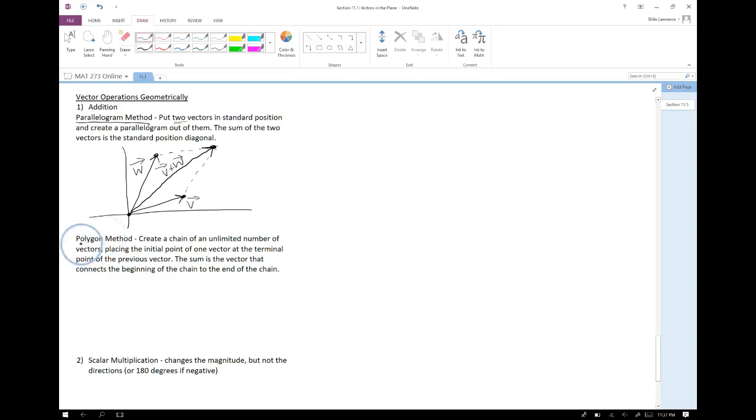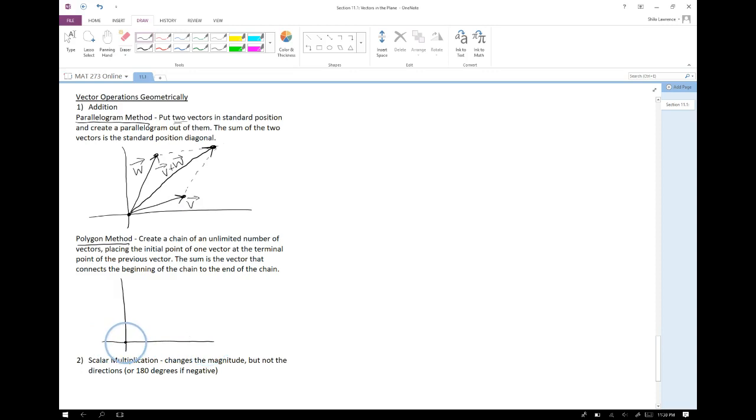The other option is the polygon method. And with the polygon method, what we're going to do is we're just going to create a chain of vectors. And the nice thing about the polygon method is we're not stuck doing this just between two vectors. We can use an unlimited number of vectors with the polygon method. And we're going to create a chain where I place the initial point of one vector at the terminal point of the previous vector. So I'm going to draw my first vector in standard position, and where that vector ends is where I'm going to start my next vector.